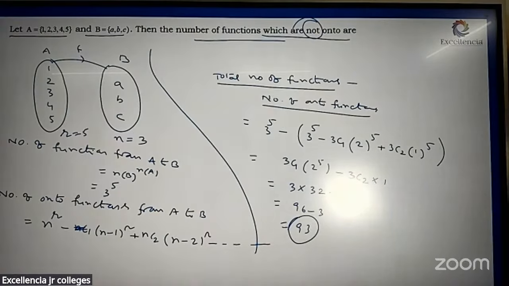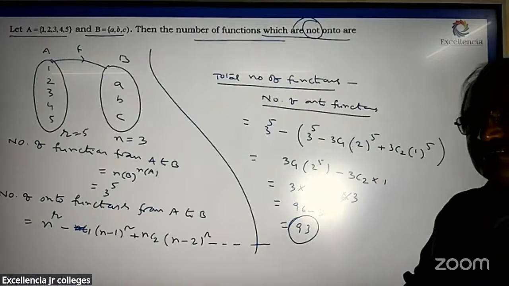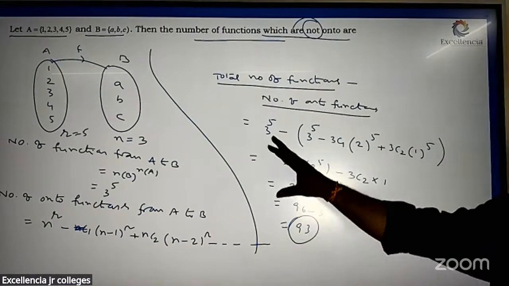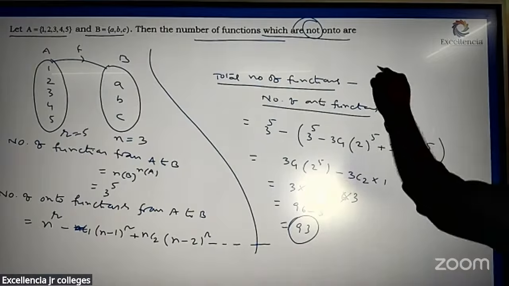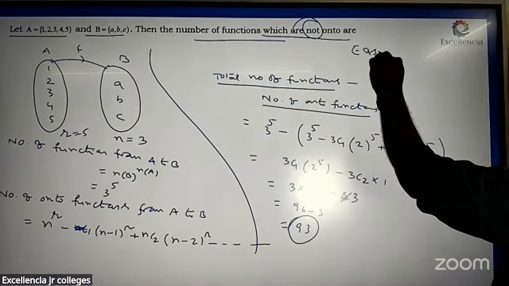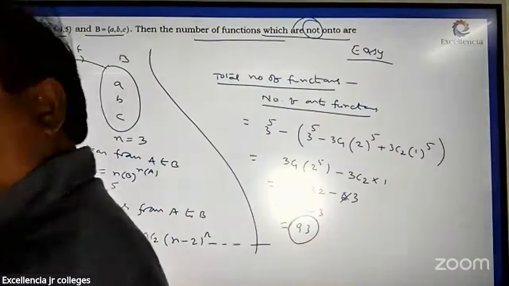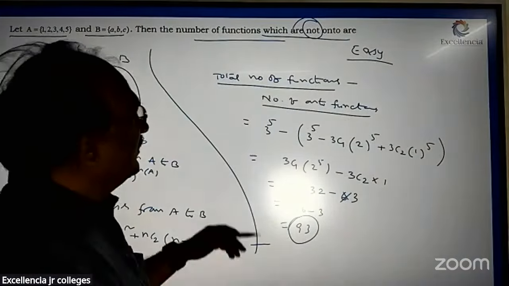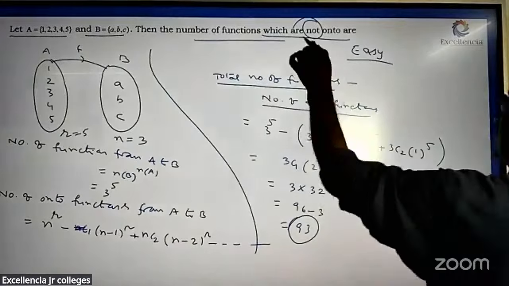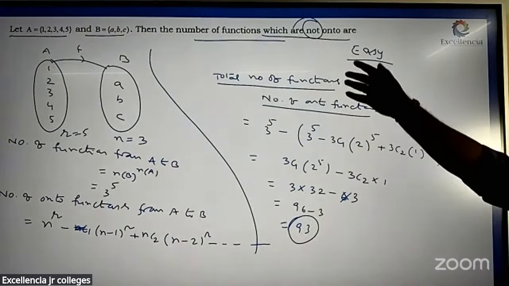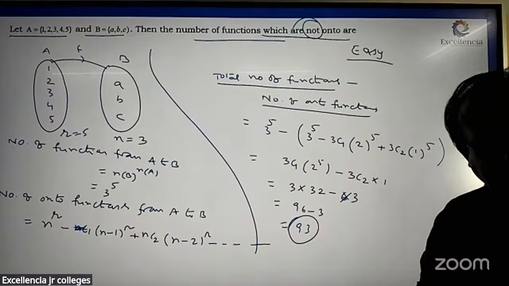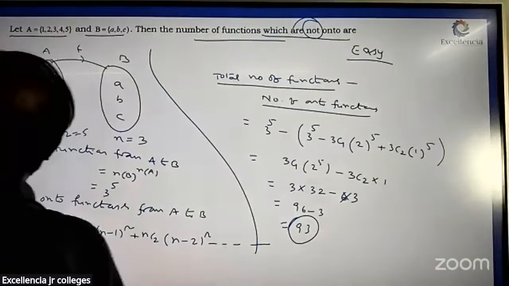So this is an integer question, a very, very easy question. I started with the easiest question. This question is easy. Total number of functions minus number of functions which are onto functions. When you subtract, you will get the number of functions which are not onto functions. Now let us move to the next question.